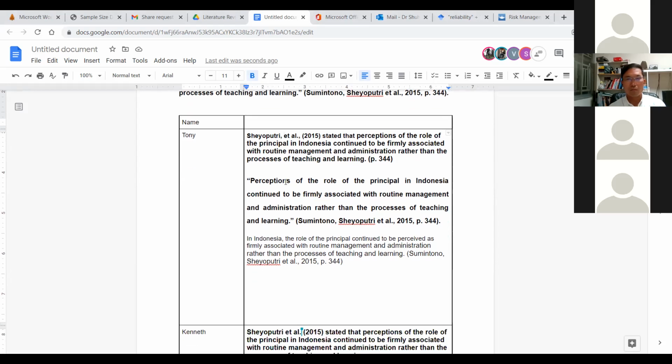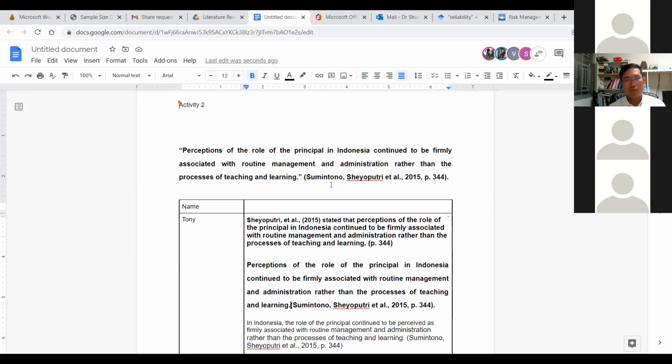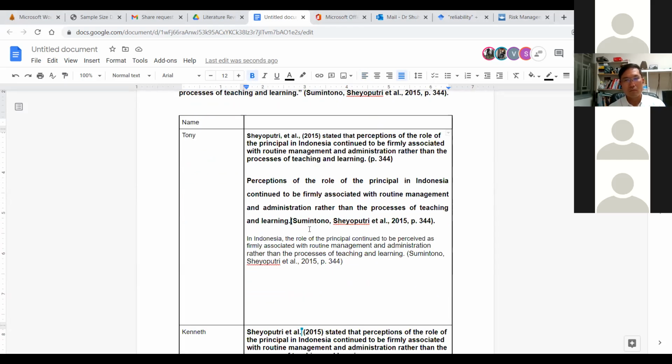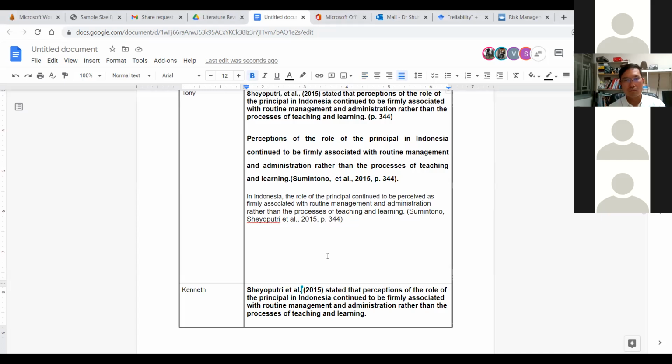Number 2, perception. You see, if you do paraphrasing, you cannot do this. It's wrong already. Inverted commas mean it's not your words. It's somebody else who said it. Who said? Shaipu 3 said. It's not your word. So this is wrong. Here I purposely put 2 to confuse you, and you are confused already. You cannot put 2, et al. means only 1. Like this, you can put now is correct. Previously, no. The last one, in Indonesia, the role of principal continued to be perceived as firmly associated with the management administration is okay. But again, Shaipu 3 et al. No need for this.